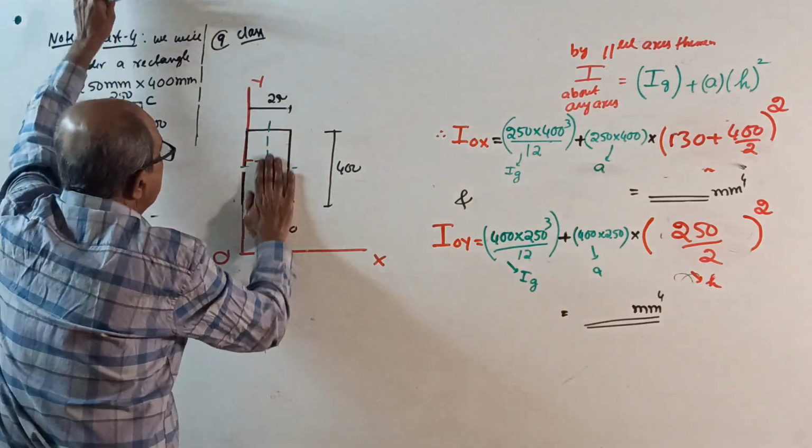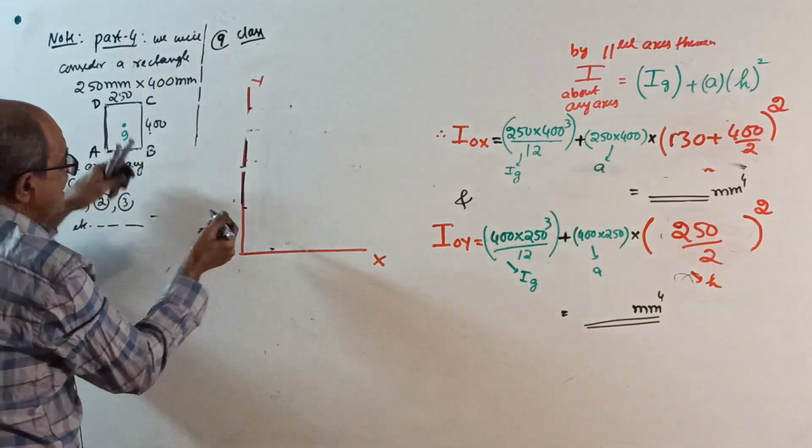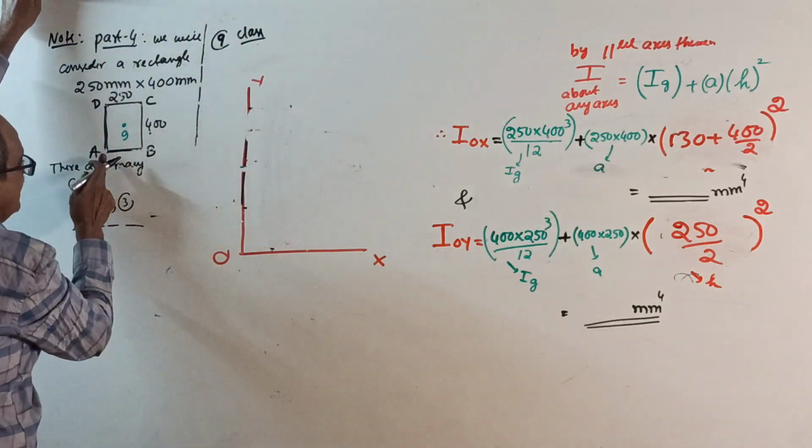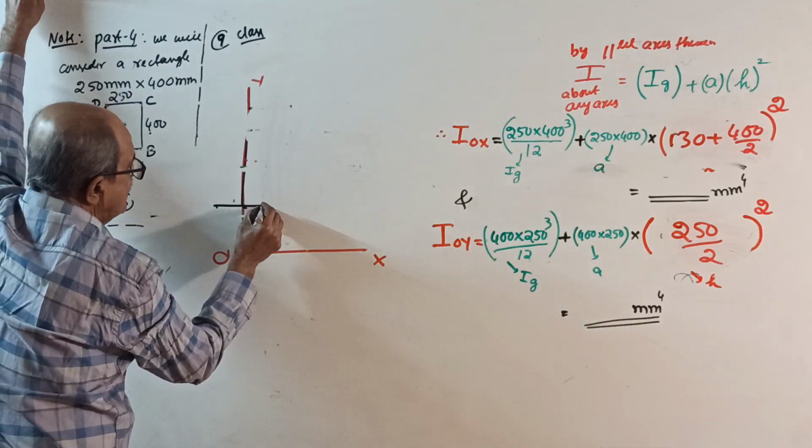Now, question number 9. See, 9 is, the rectangle is placed above OX.